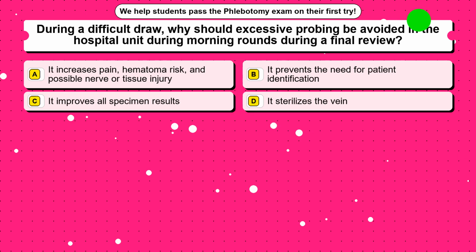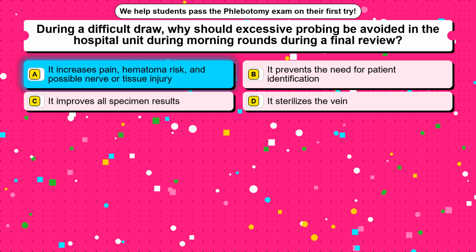Question 32. During a difficult draw, why should excessive probing be avoided in the hospital unit during morning rounds during a final review? Option A. It increases pain, hematoma risk, and possible nerve or tissue injury. Option B. It prevents the need for patient identification. Option C. It improves all specimen results. Option D. It sterilizes the vein. The correct answer is option A.